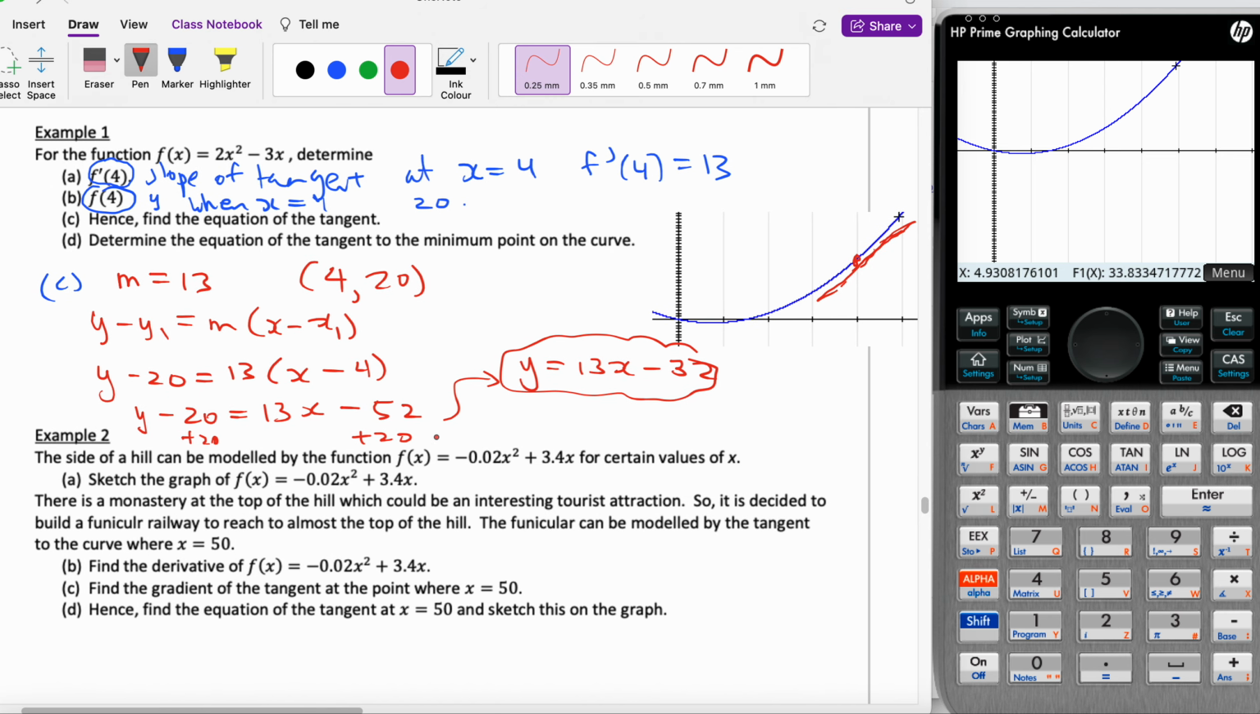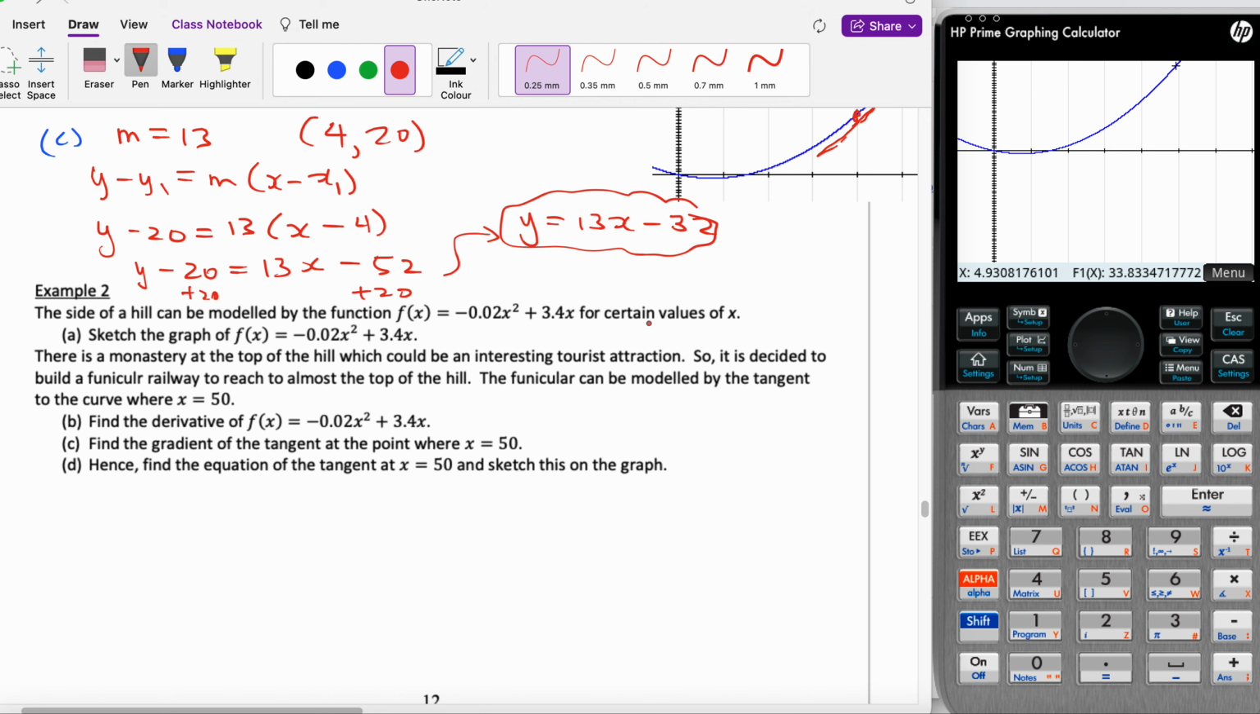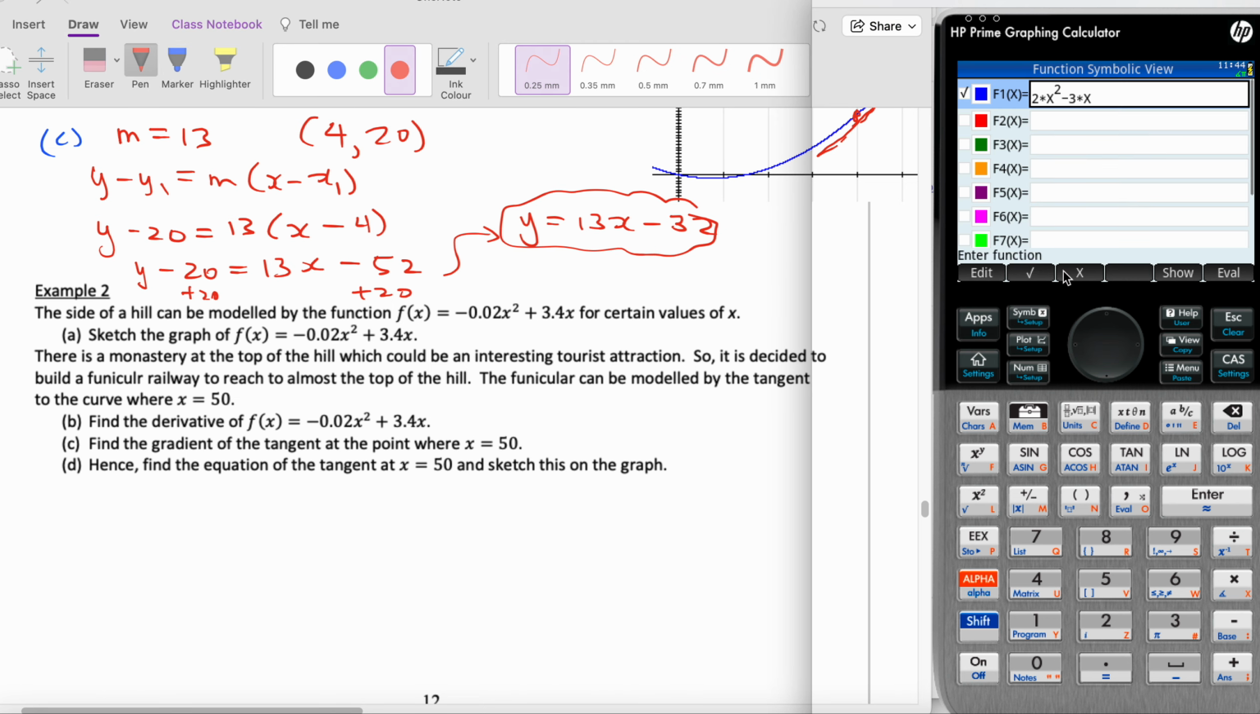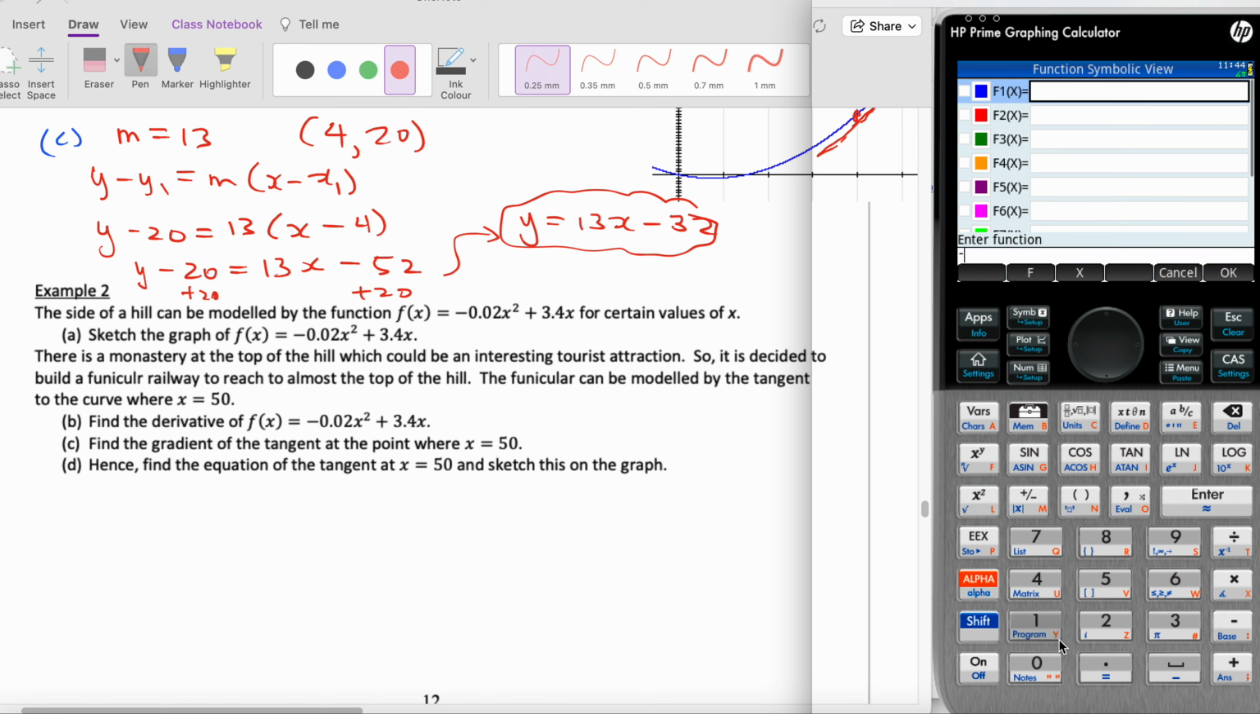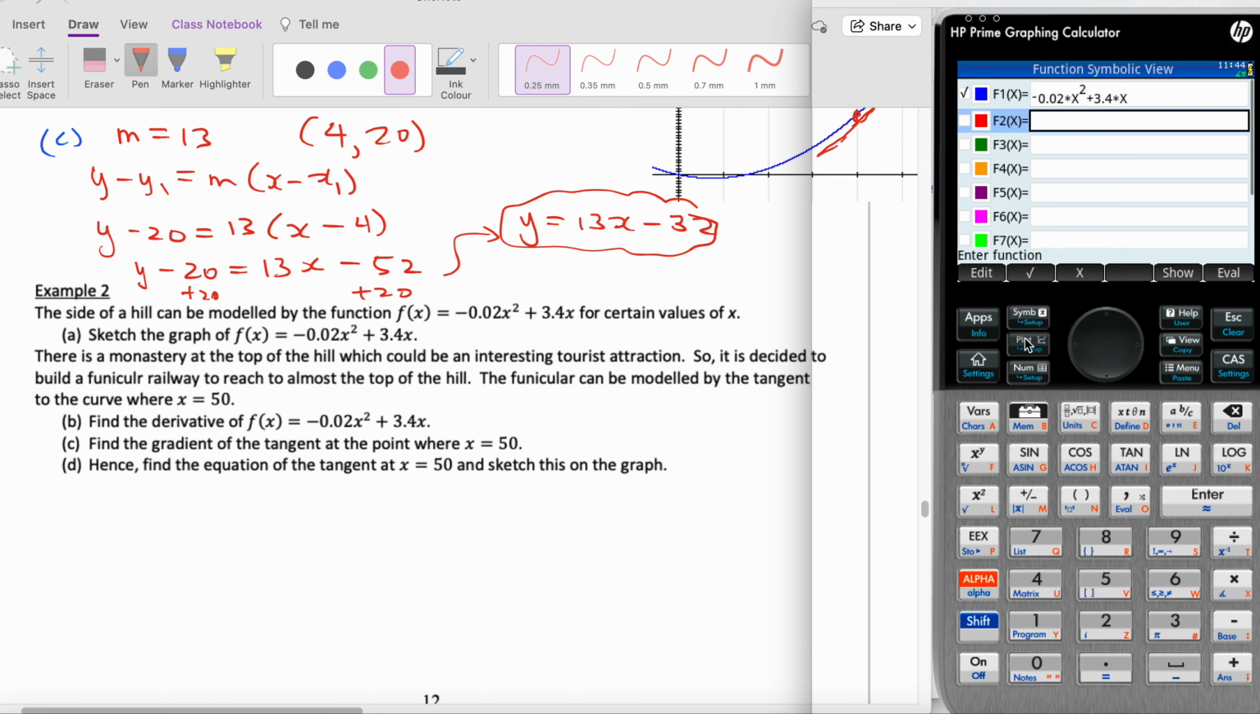All right, second one. A little bit of context: the side of a hill can be modeled with a function like this. Sketch the graph. Okay, let's do it. By the way, notice that the values here are pretty small, which means you're probably not going to get a nice graph when you just hit enter. So you might have to adjust the window a little bit.